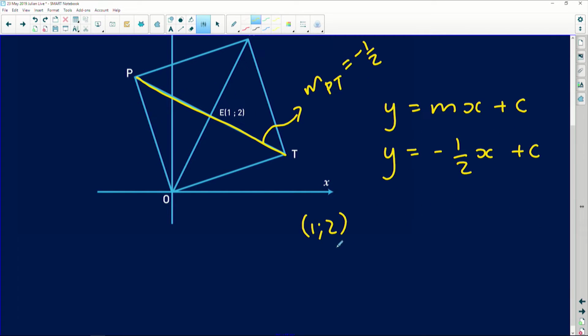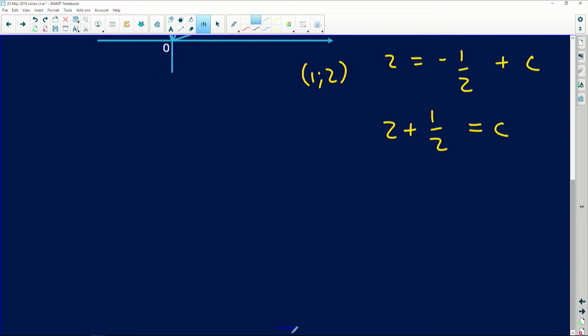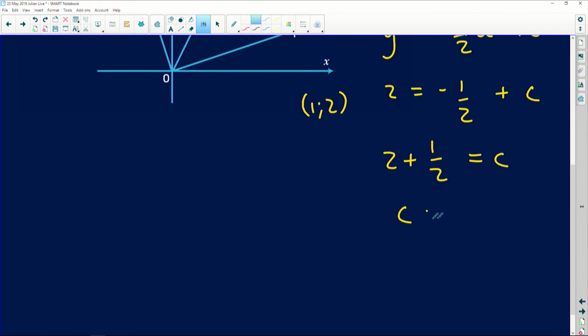This is my y coordinate, that's my x. So I'm going to say 2 is equal to -1/2 multiplied by 1, which is still -1/2, plus c. If I then solve for c, I end up with 2 plus a half is equal to c. That means c is going to be equal to 5 over 2.